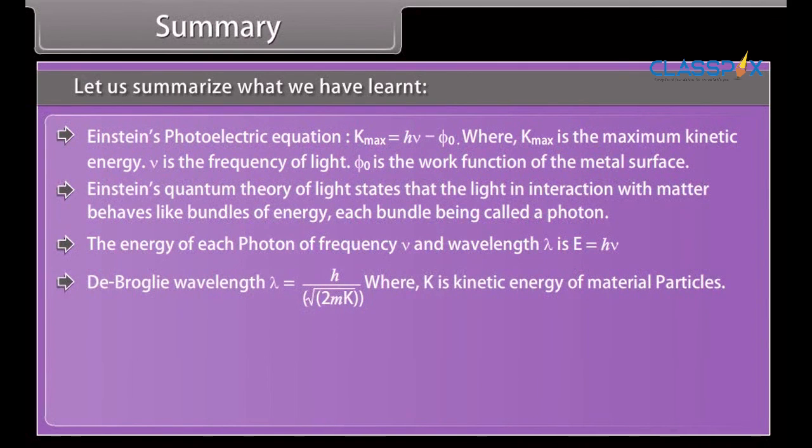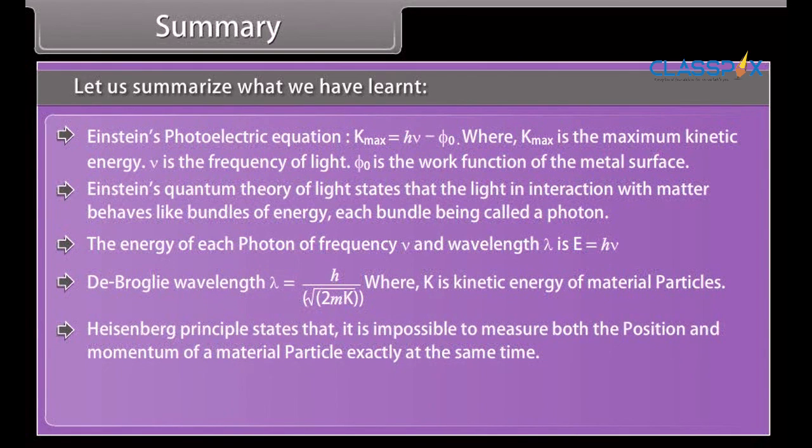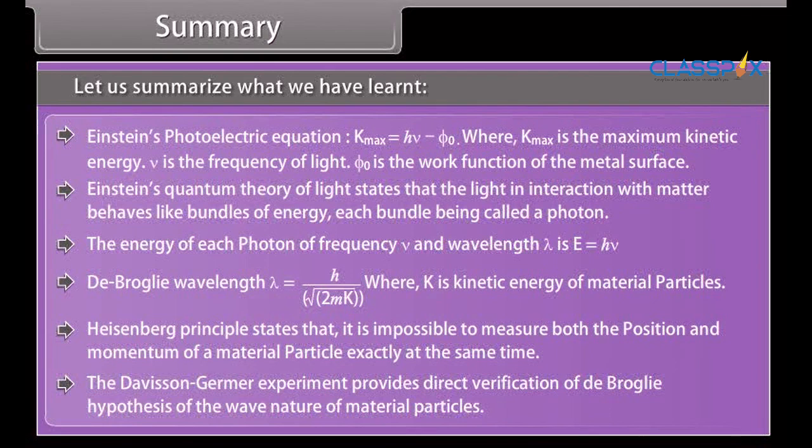De Broglie wavelength lambda equals h by square root of 2mk, where k is the kinetic energy of material particles. Heisenberg principle states that it is impossible to measure both the position and momentum of a material particle exactly at the same time. The Davisson-Germer experiment provides direct verification of the de Broglie hypothesis of the wave nature of material particles.